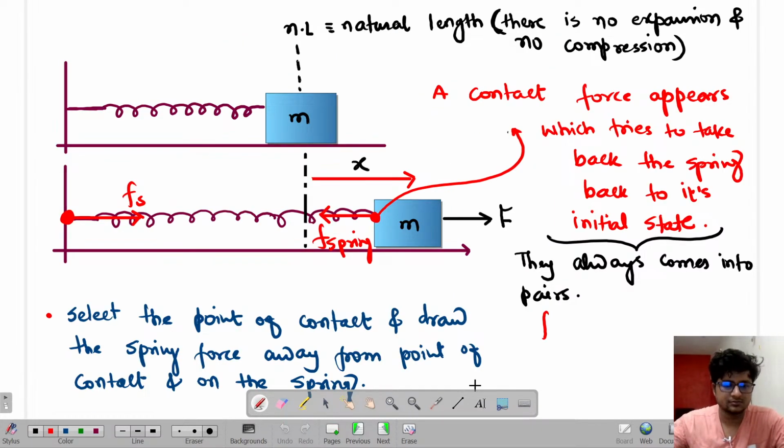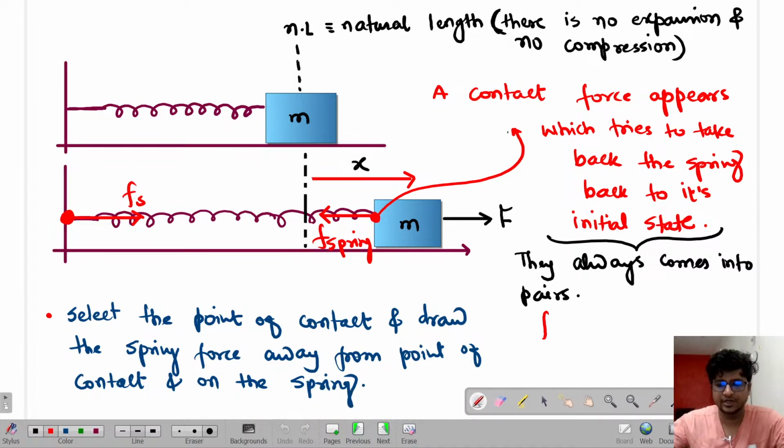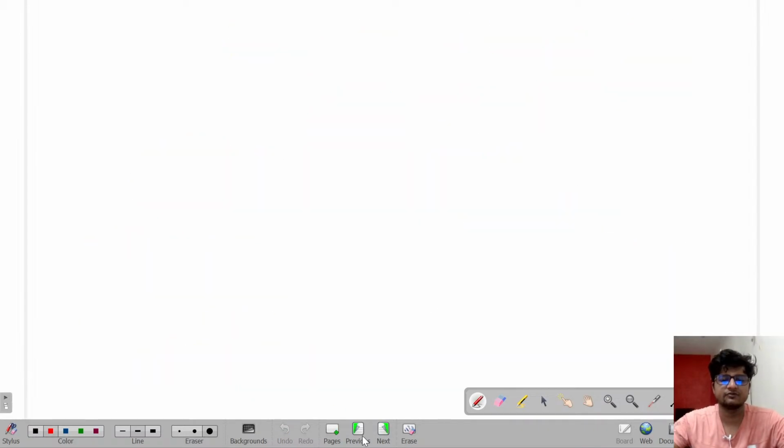Look over here. Simple idea is there. If I want to talk about the spring, how to draw the spring forces, that's what I talked about. Simple. Just select the point of contact, and towards the spring and away from the point of contact, you have to draw the spring forces. Are you able to get me? Again, same idea. Away from the point of contact and towards the spring, you have to draw which kind of forces? Spring forces. Are you able to get me?